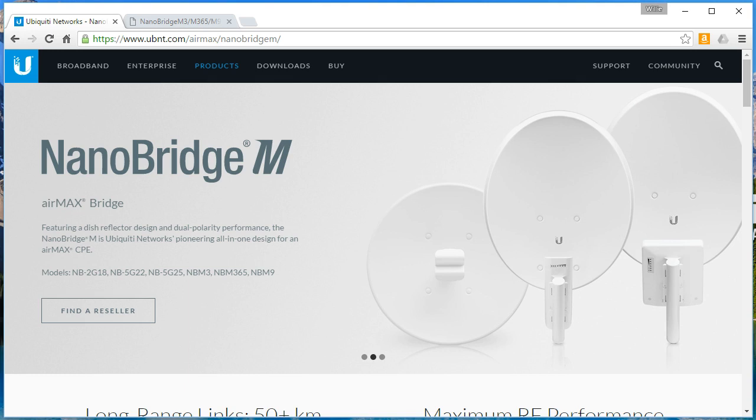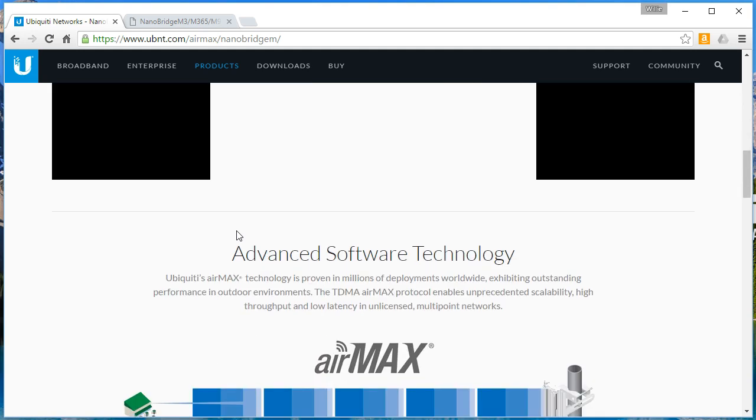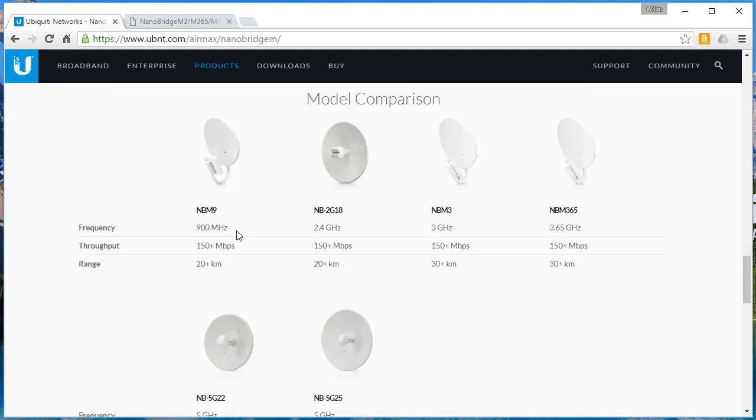So we had somebody come out and try it, and it worked okay in the wintertime when there was no canopy on. The signal was kind of eh. But as soon as the trees started budding, the connection completely failed. So I started looking at it, and that's when I came across Ubiquiti's NanoBridge M900, which is a 900 megahertz wireless point-to-point connection. The NBM9 is what we use.